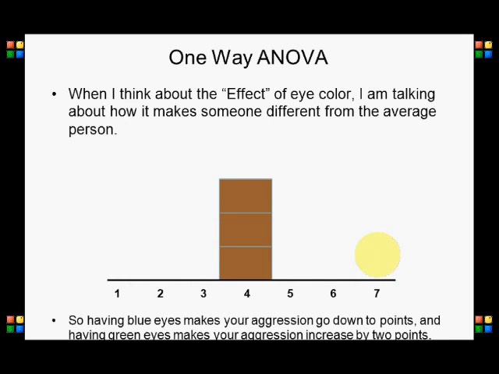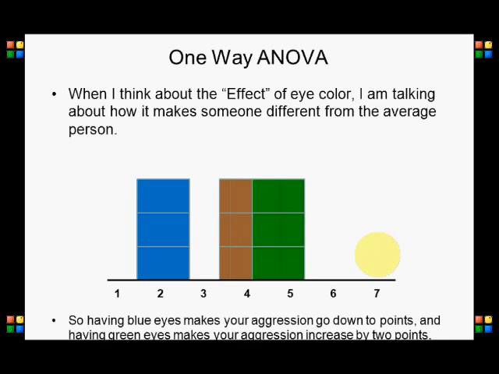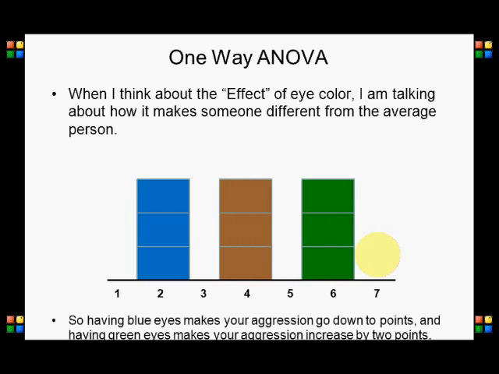Now, when I think of the effect of eye color, I'm talking about how it makes someone different from the average person. So in other words, having blue eyes makes your aggression go down 2 points. Oh, typo on 2 there. And having green eyes makes your aggression increase by 2 points.